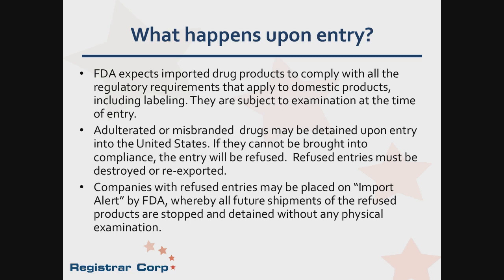States. At that point in time, if it cannot be brought into compliance, the entry will be refused and must be destroyed or re-exported. For labeling, if you want to try and bring the product into compliance, relabeling import is possible. However, it's a very complicated process and may also result in changes to the drug listings that would have been submitted for that product. So it really is best to go ahead and have all of your requirements met prior to shipping. Companies with refused entries may be placed on what is called an import alert, whereby all future shipments of that product will be stopped and detained without any examination by FDA at all.